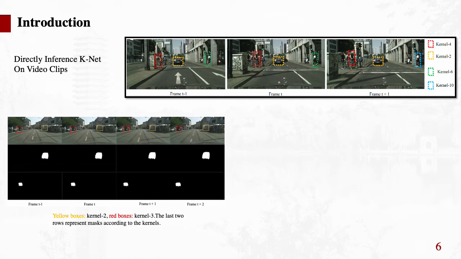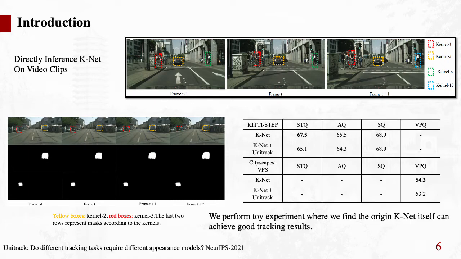First, we perform some toy experiments. We directly run inference with K-Net on a video clip. We found that the same kernel represents the same instance, including the same instance mask across frames. Then we performed another toy experiment. We found the original K-Net can achieve good tracking results compared to a handcrafted tracker such as UniTrack.